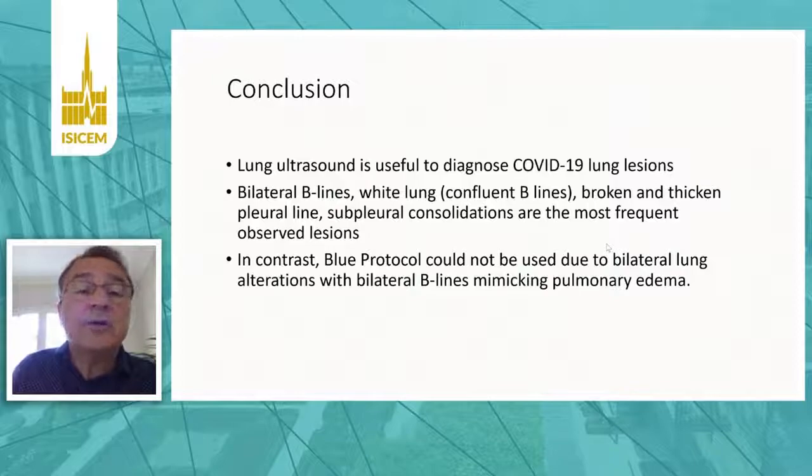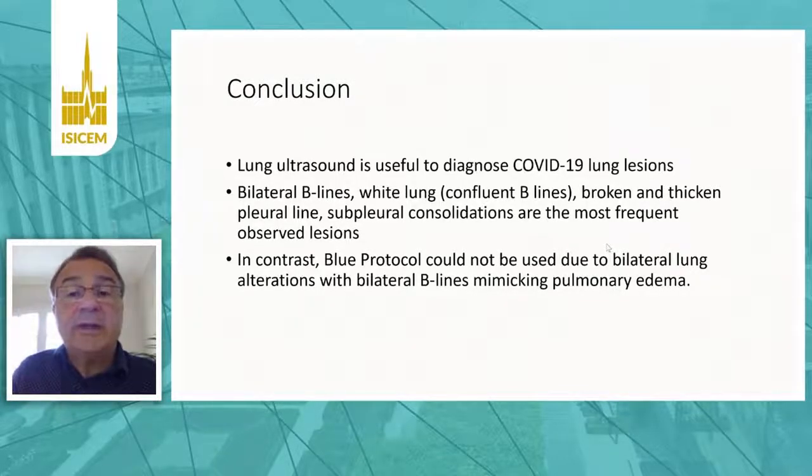So it was very interesting to analyze in our institution the accuracy of the blue protocol during the COVID-19 epidemic. And what we found is that lung ultrasound is very useful to diagnose COVID-19 lung lesions. We used to have bilateral B lines. These B lines could be merged, giving what we call a white lung, and this is a typical aspect that we got when we did a lung ultrasound on patients with COVID-19 pneumonia.